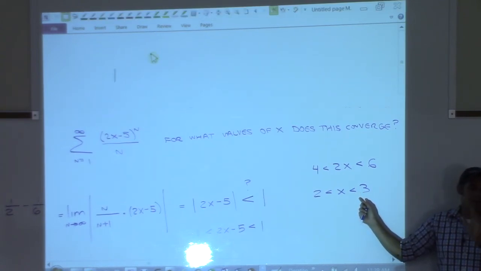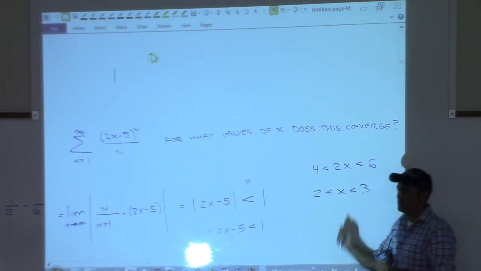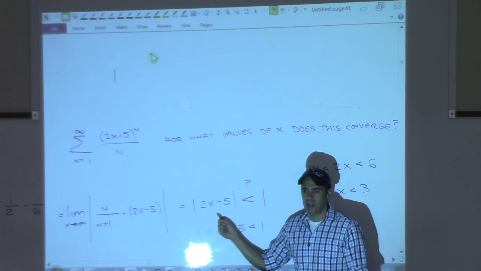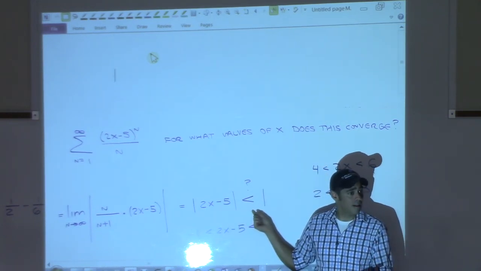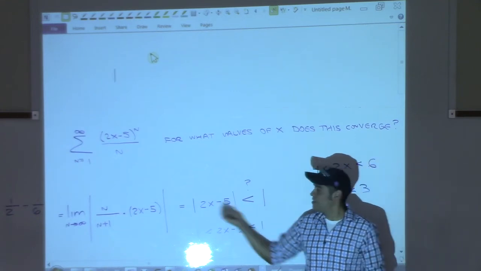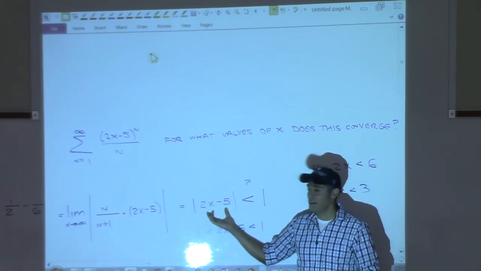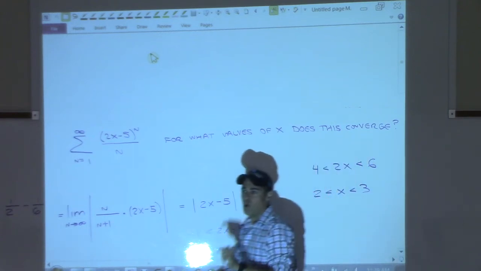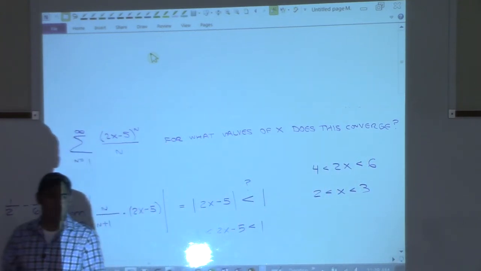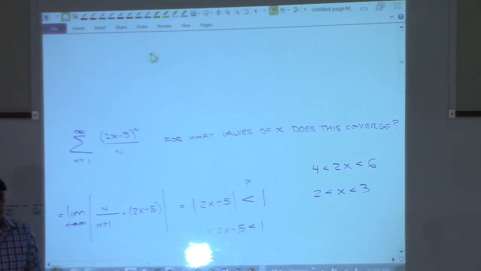But here's the one thing we still have to think about. The reason we got this interval is because the ratio test told us that as long as this thing's less than 1, right, we've got convergence. What if this thing's bigger than 1? What do we have? Divergence. But what if it's equal to 1? Inconclusive. Okay?